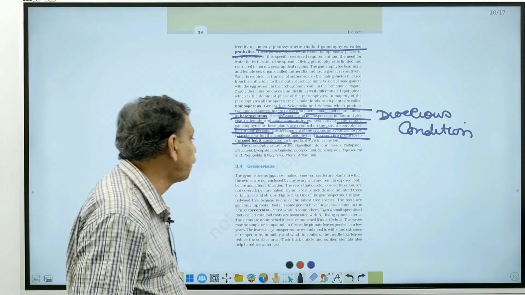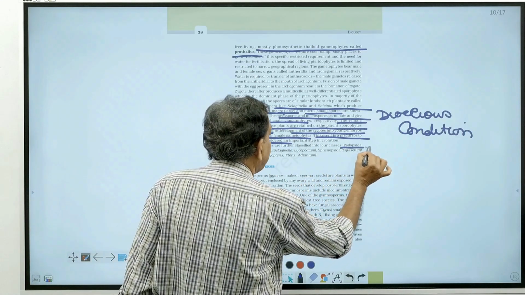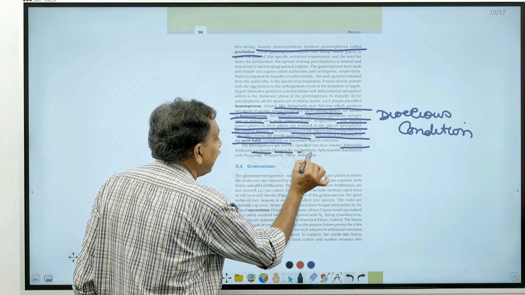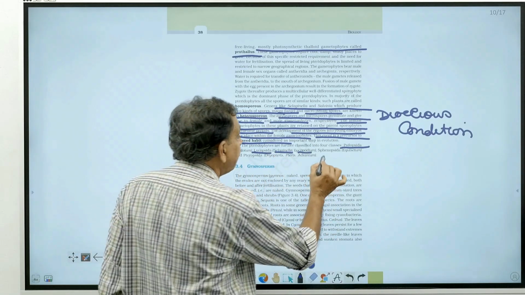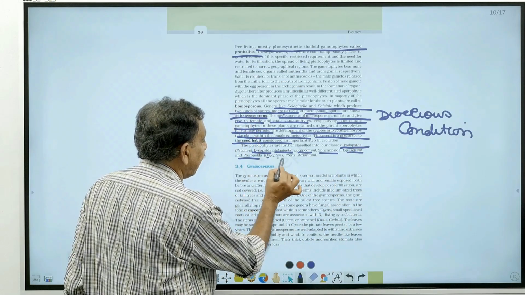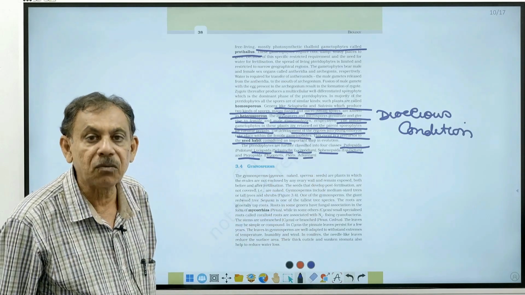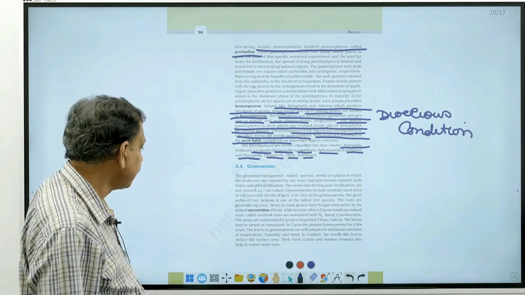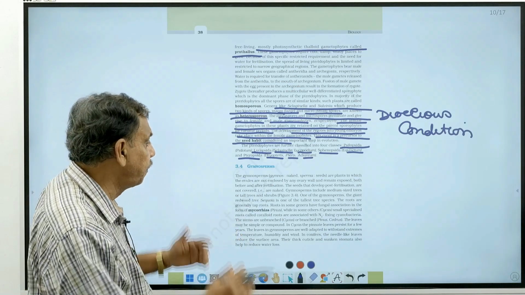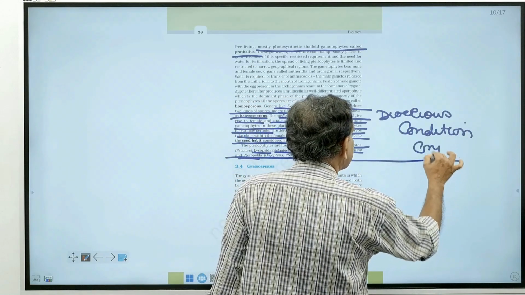Now, there are 4 classes. Psilophyta, example Psilotum. Lycophyta, Selaginella and Lycopodium. Sphenophyta, Equisetum, horsetail. Pterophyta, Dryopteris, Pteris, Adiantum. Adiantum is also called walking fern. Coming to Gymnosperms, now we enter up from the cryptogams.